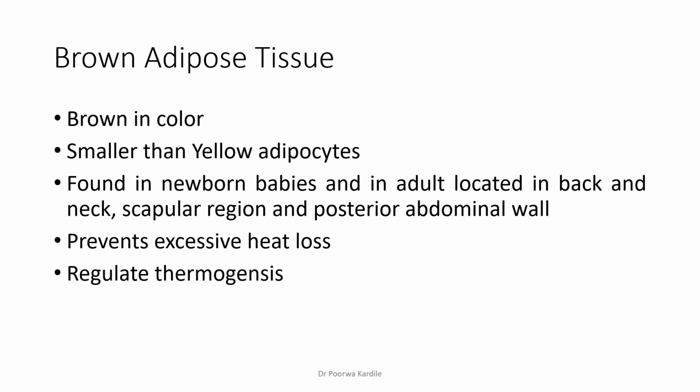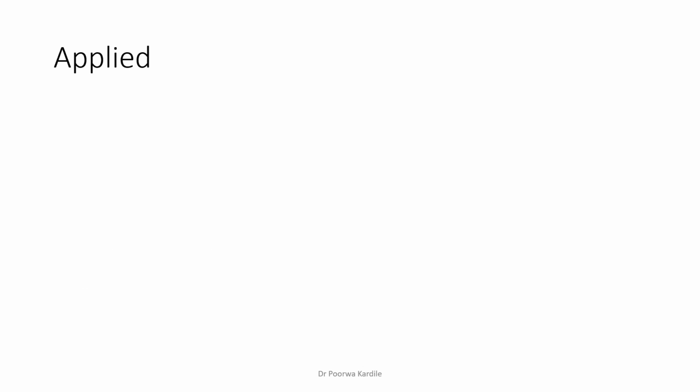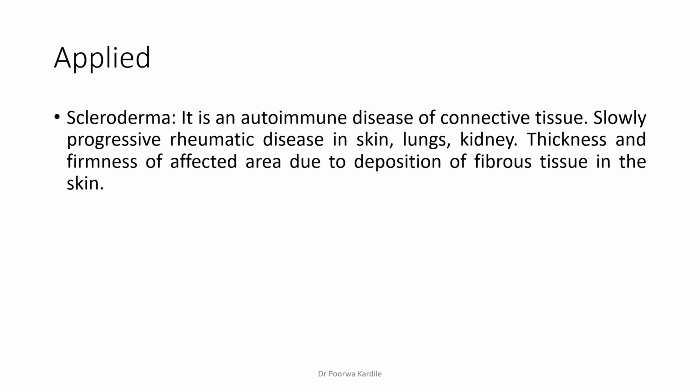Coming to the clinical aspects of connective tissue, there is a condition known as scleroderma. It is an autoimmune disorder of connective tissue, and it is a slowly progressive rheumatic disease where the thickness of the skin increases due to deposition of fibrous tissue.